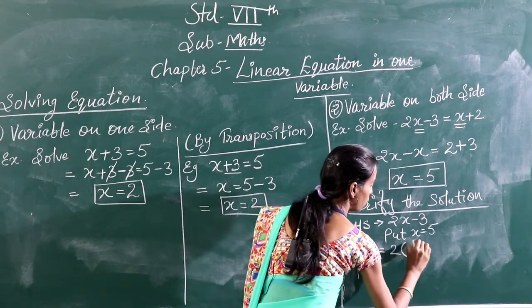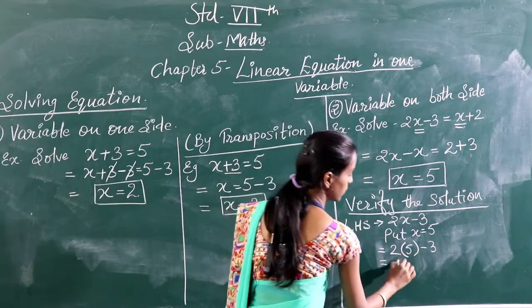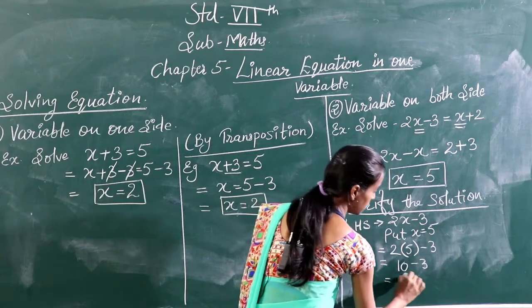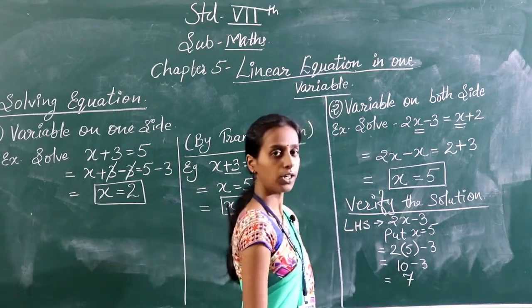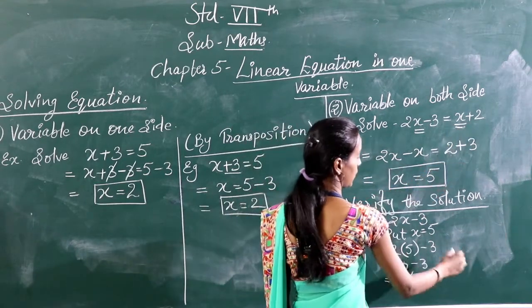2 into 5 minus 3. So 2 into 5 is 10, minus 3, is 7. Okay, this we got from the LHS side. Now we have this RHS side.